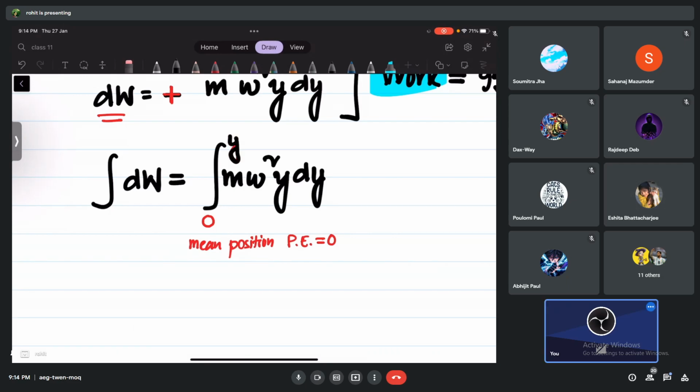I cannot tell you, let it be 1 meter, 1 centimeter. I cannot tell you that. Let's stop at any value. Can you understand? Now tell me, what does the right hand side represent, guys? Or the whole equation, what does it represent? Work done or total work done?